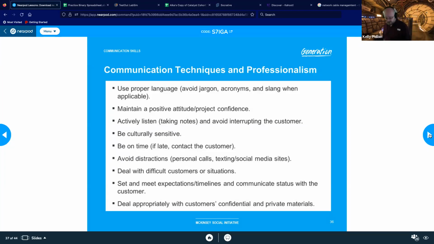Deal appropriately with customers' confidential information. As we will be on site a lot of times, we may overhear things, we may see things, and we have to treat that appropriately. If you go fix a computer in HR and you happen to see everybody's bonus for the year, you don't go telling everybody what the bonuses are.